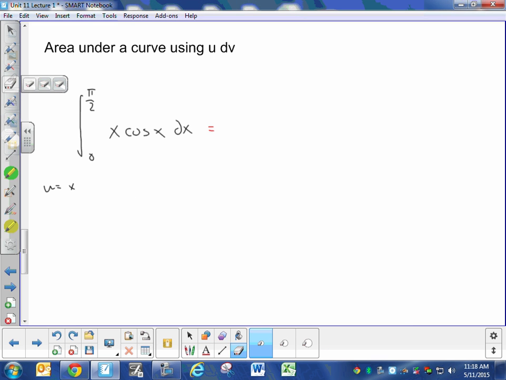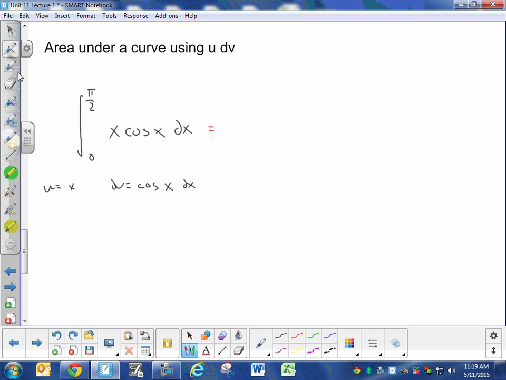U is x, because that comes before the trig in the LIATE mnemonic. That means du is equal to 1 and v is equal to sine x. Well, we got x sine x minus the antiderivative, but it's a definite integral, so it's going to be from 0 to pi over 2 of v du, sine x.